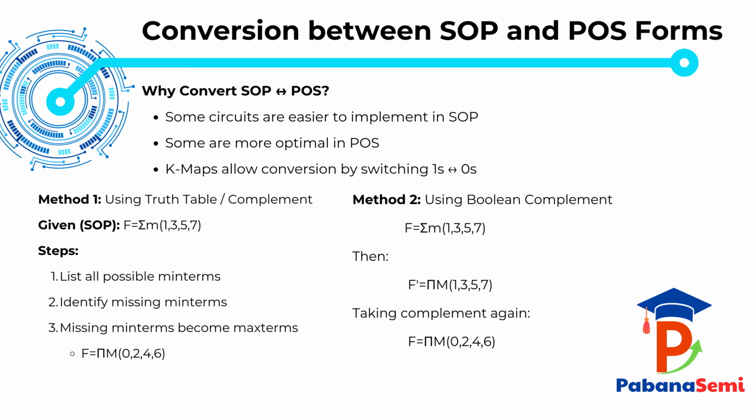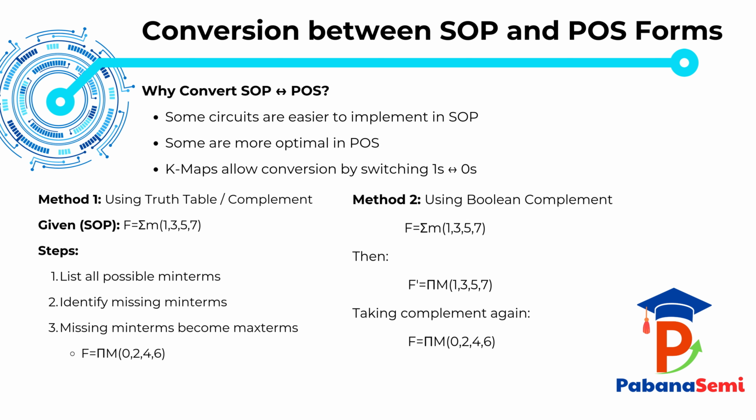Now, let us understand how to convert between SOP and POS forms. Conversion is required because some Boolean functions are easier to simplify or implement in one form than the other. SOP to POS conversion. Assume the function is given in canonical SOP form as f equals sigma m of 1, 3, 5, and 7. Step 1. List all possible minterms. Step 2. Identify the missing minterms. The missing minterms are 0, 2, 4, and 6.